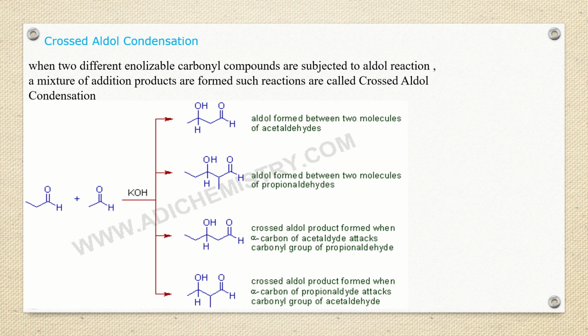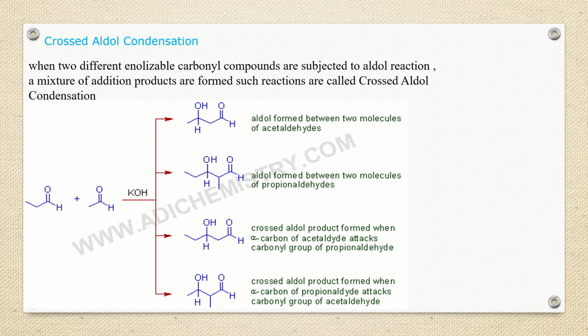The first possible product you get is self-condensation of acetaldehyde. The second product obtained is by self-condensation of the propanaldehyde. These are normal aldol condensations. The third product you get is crossed aldol product, that is attack of acetaldehyde onto propanaldehyde. And the fourth product is vice versa, that is attack of propanaldehyde onto acetaldehyde. Since we are getting mixture of products, it is not a desirable reaction.